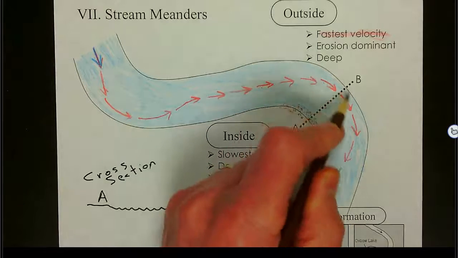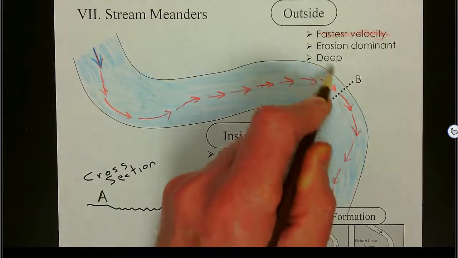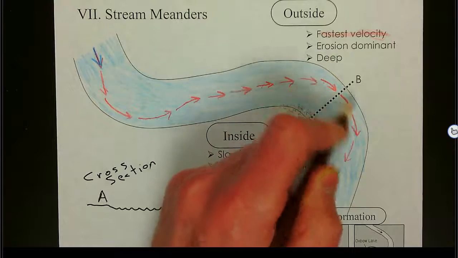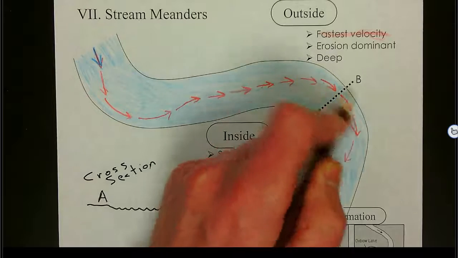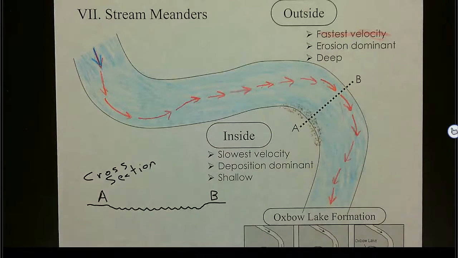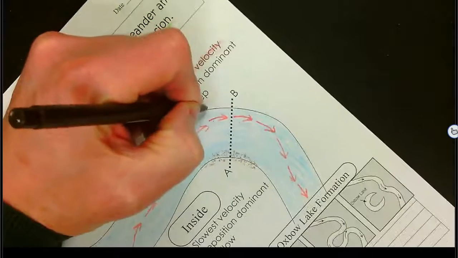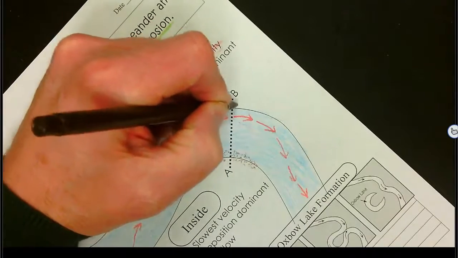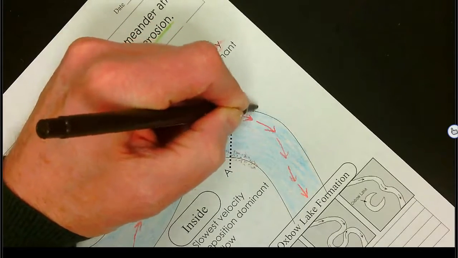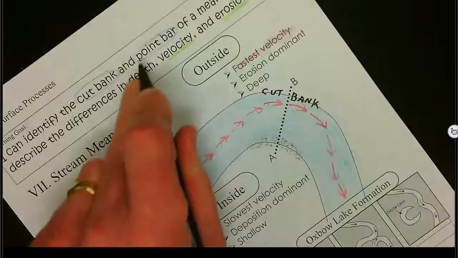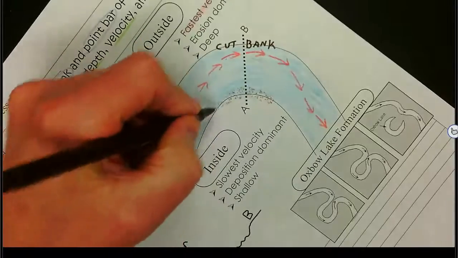Where we're going to get erosion over here. This is where it's going to get cut. Since the outside of the meander is where it gets cut, we call the outside of the meander the cut bank. The inside of the meander is called the point bar.